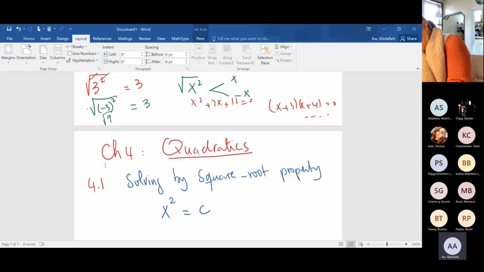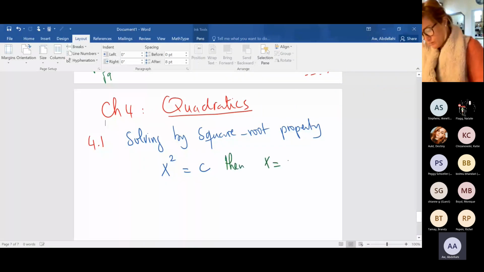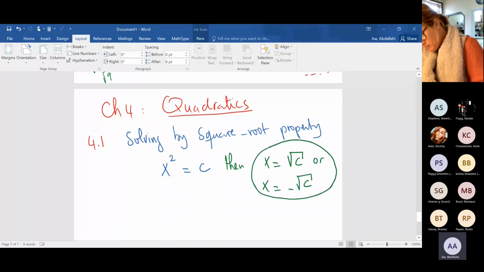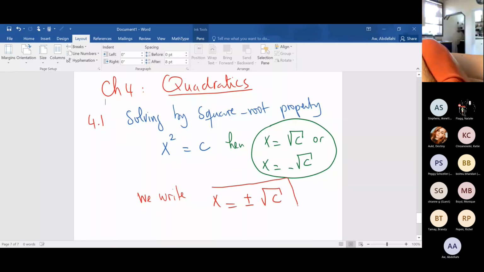So that is the reason why when x squared is equal to c, then x is equal to square root of c, or x equal to the opposite, negative square root of c. We have 2 different answers, 2 possible solutions, right? Which we can summarize. Usually in the book, you can see, we write x equal plus or minus square root of c, right? Just to summarize that x is positive square root of c or negative square root of c, right?